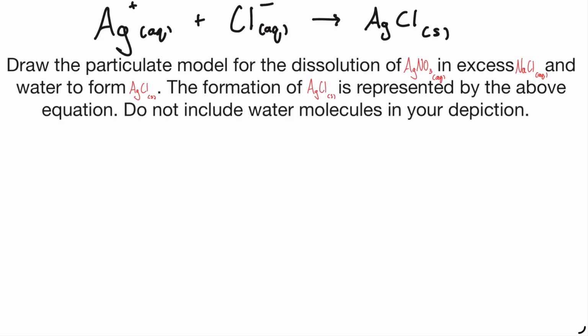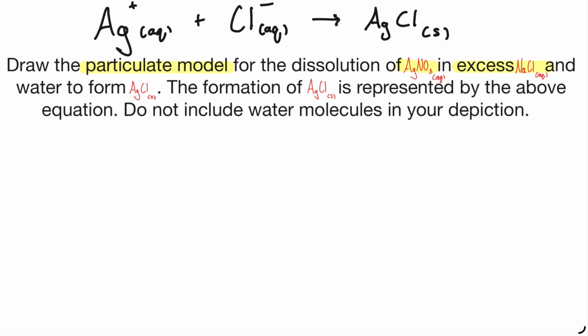Okay, so this problem reads, draw the particulate model for the dissolution of silver nitrate in excess table salt and water to form AgCl. The formation of silver chloride is represented by the above equation. Do not include water molecules in your depiction. So let's dissect this. First of all, I'm drawing a particulate model. Just make sure you're always reading your question, being aware of that. I am dissolving silver nitrate in excess sodium chloride.